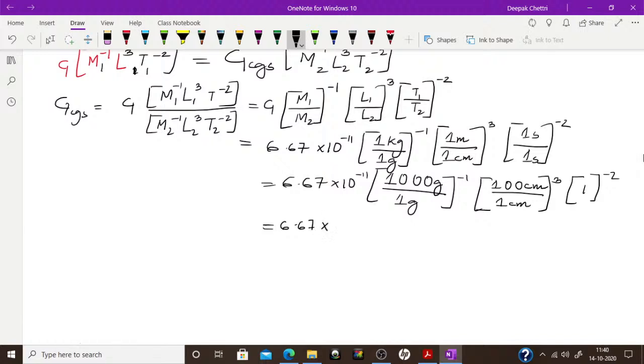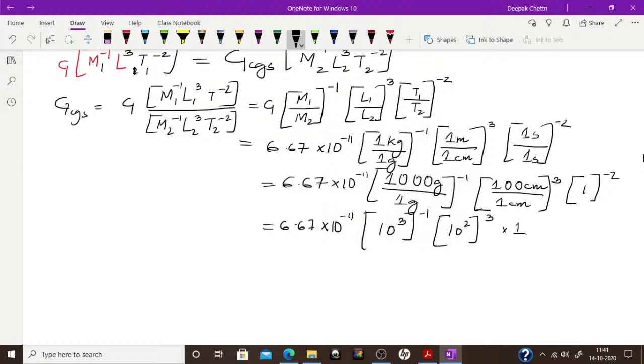6.67. Now gram and gram cancel, and what will be left in this? It will be 1000 to the power minus 1, right? What is the meaning of 1000? It means 10 to the power 3, and you have minus 1 here, right? Again here centimeter can cancel, you will be left with 100. 100 means 10 square, so 10 square to the power 3, and 1 to the power minus 2, what is that? It will be 1 only, right?